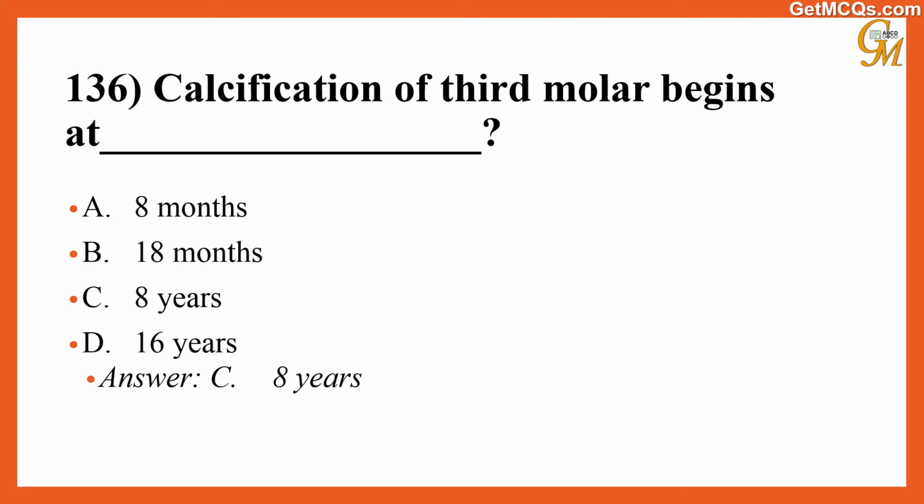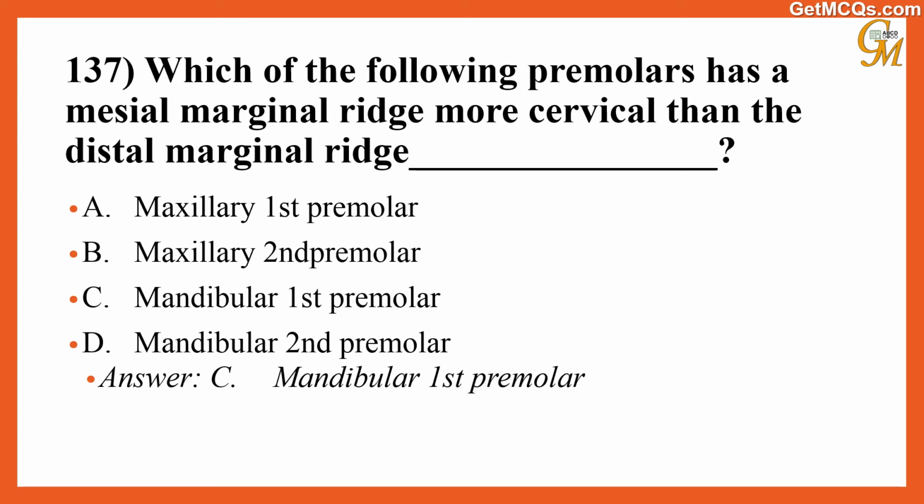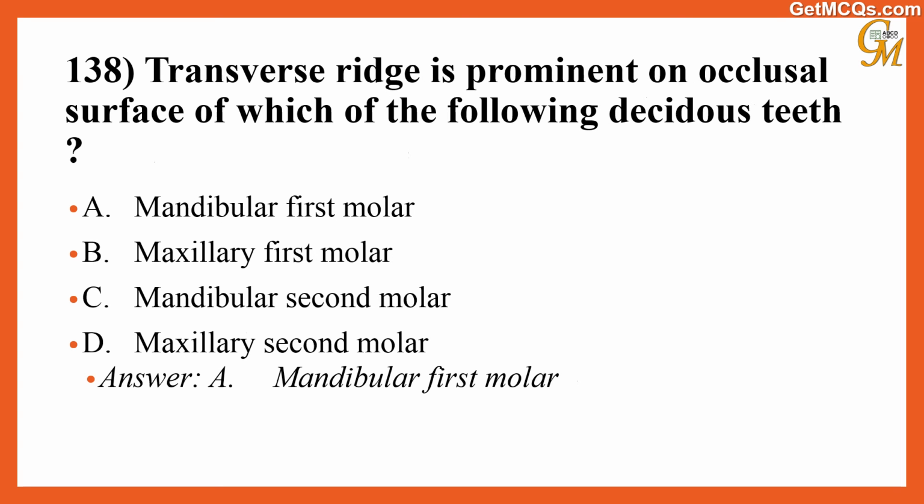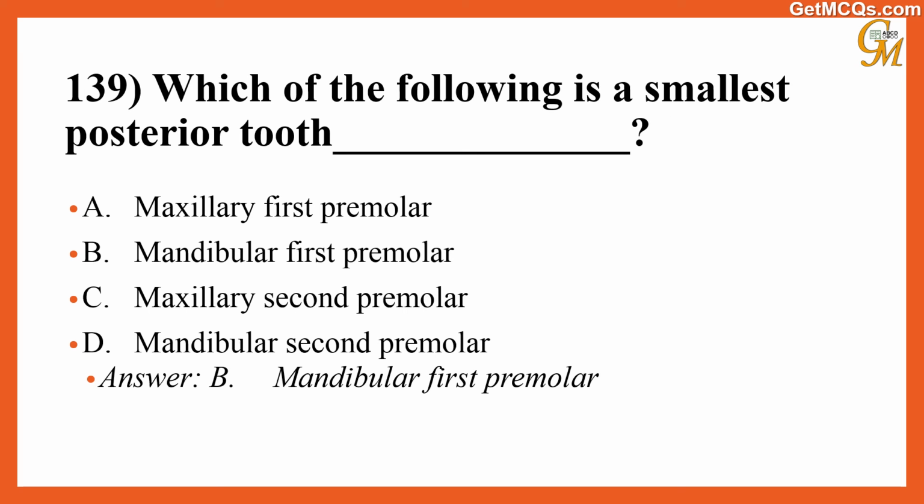136. Calcification of third molar begins at? Answer: C. 8 years. 137. Which of the following premolars has a mesial marginal ridge more cervical than the distal marginal ridge? Answer: C. Mandibular first premolar. 138. Transverse ridge is prominent on occlusal surface of which of the following deciduous teeth? Answer: A. Mandibular first molar. 139. Which of the following is the smallest posterior tooth? Answer: B. Mandibular first premolar.